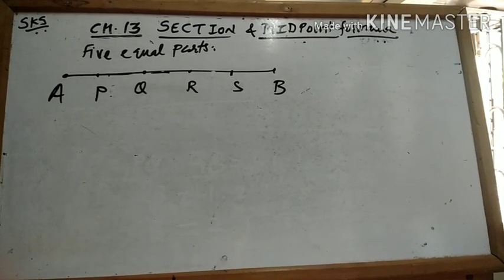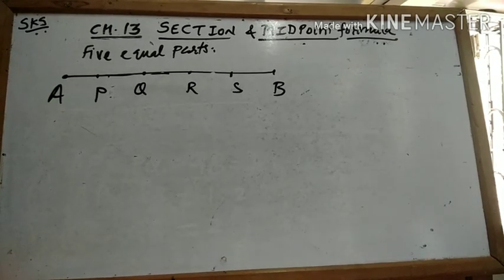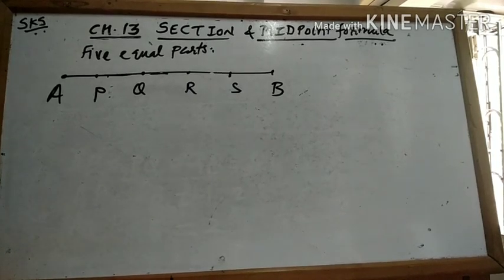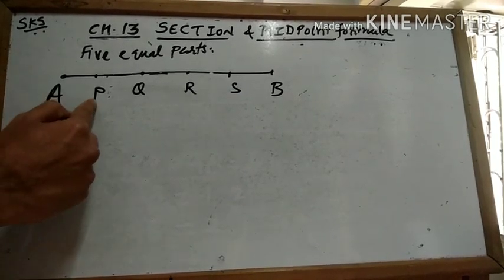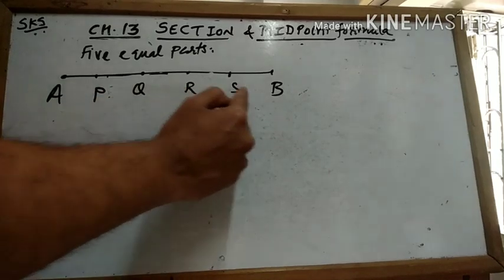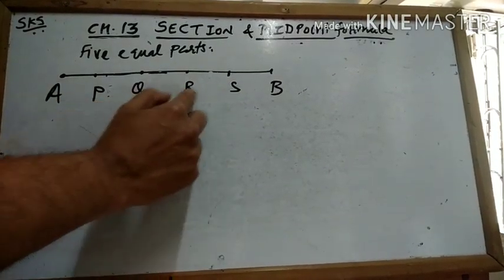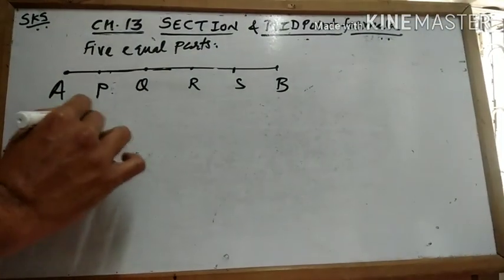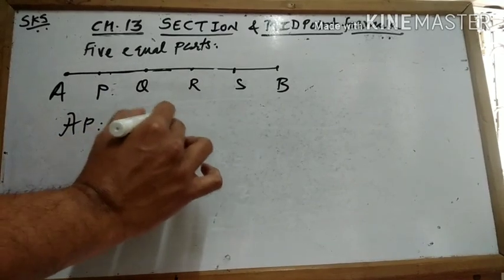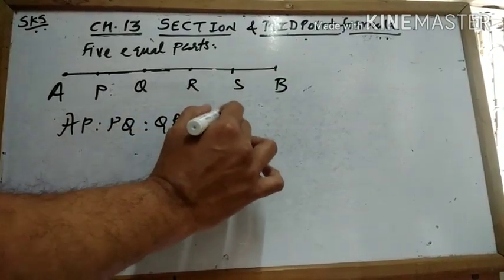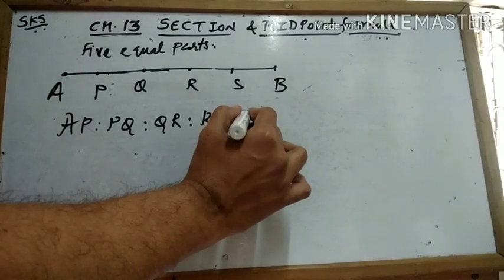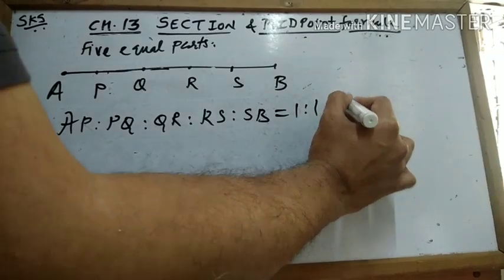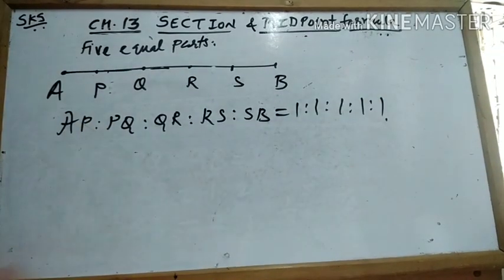After understanding trisection, we will understand 5 equal parts. Here segment AB is divided into 5 equal parts, and to make these 5 equal parts, I have made use of 4 points P, Q, R and S. Points P, Q, R and S divide segment AB into 5 equal parts. That means if I take the ratio of each small part with respect to the other, AP : PQ : QR : RS : SB will be equal to 1:1:1:1:1, right?